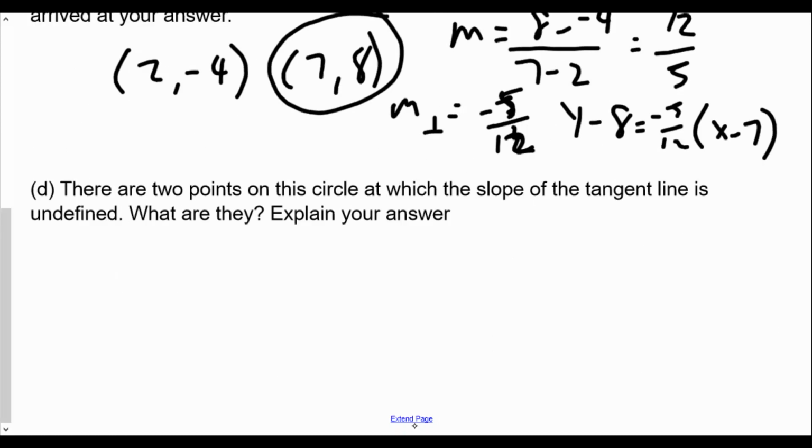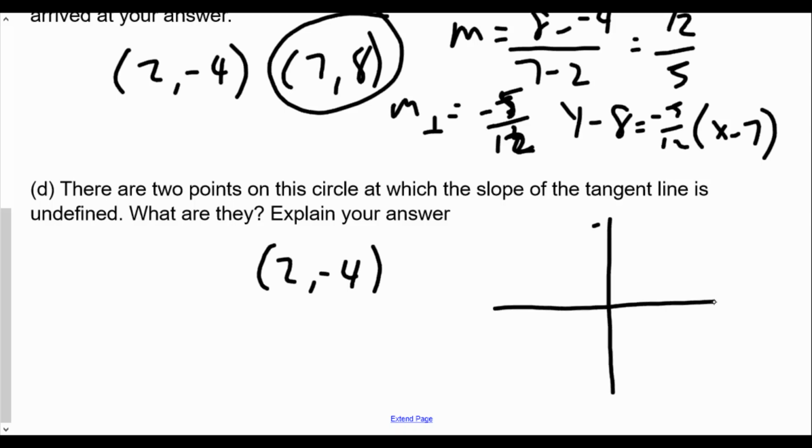Okay, last part. There are 2 points on a circle at which the slope of the tangent line is undefined. Explain your answer. What are they? Well, our center of the circle was (2, negative 4). Actually, I shouldn't even draw that because I'm not going to put proper axes. I'll just draw a circle. So let me just plot a point here. And then of course the circle.